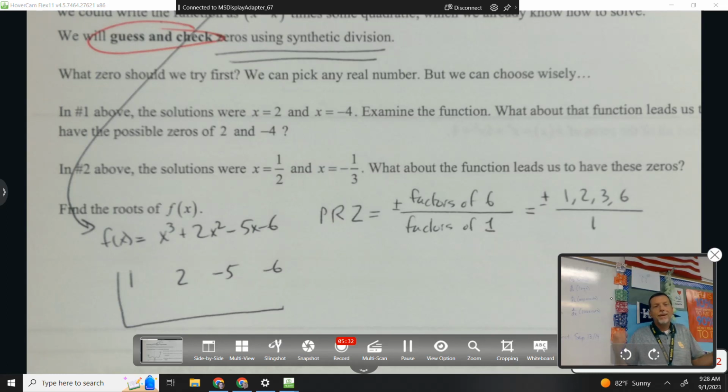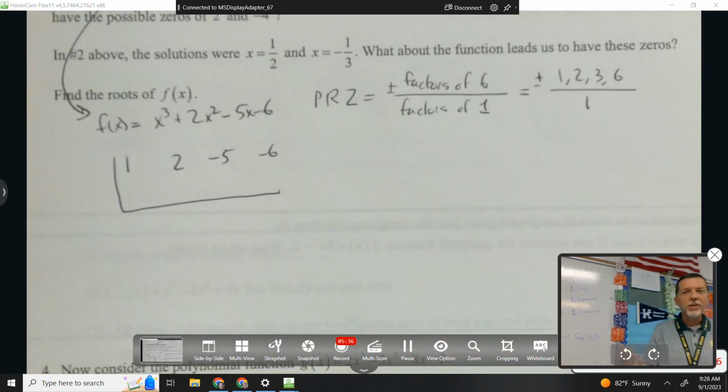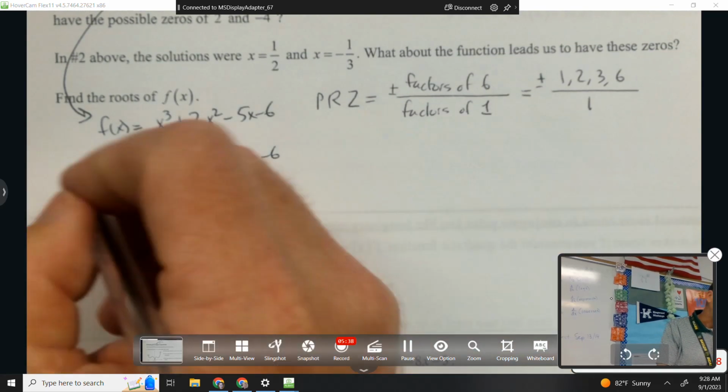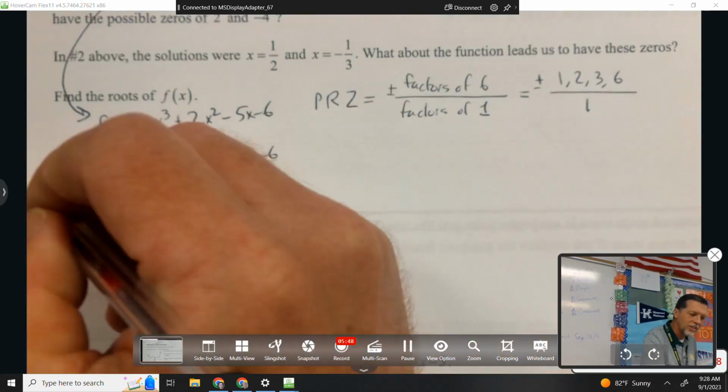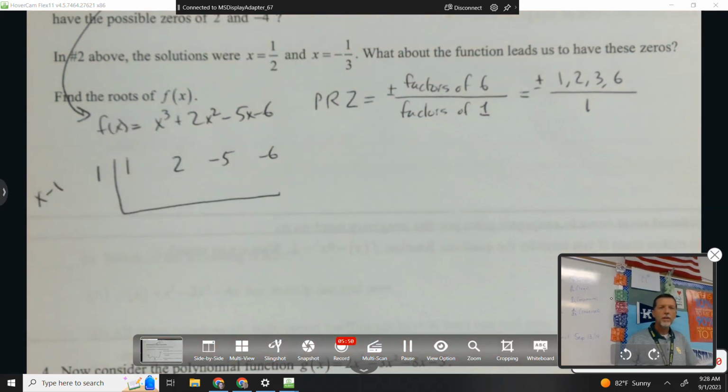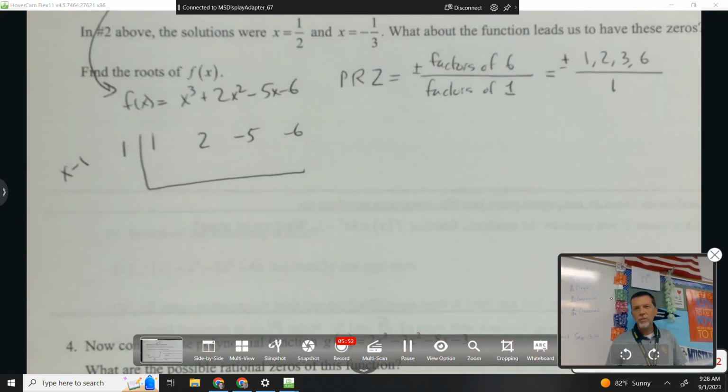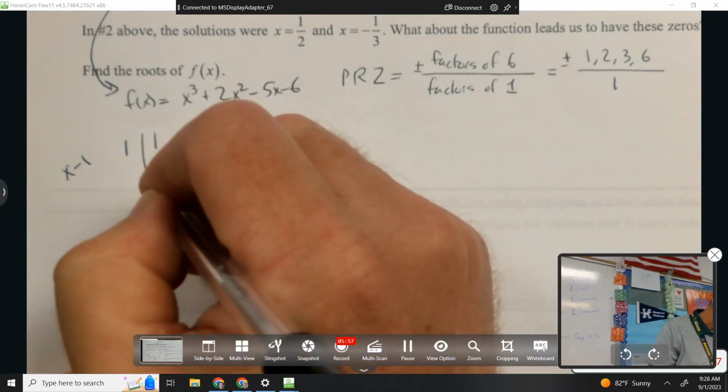So, I know what to try because I've got the answers, but just starting, we don't know what to try, so I'm just going to try 1 and see if it works. By see if it works, how will I know if it works? What am I looking for? If it ends in a 0, if the remainder is 0. So I'm checking if x minus 1 is a factor by synthetic dividing with 1.